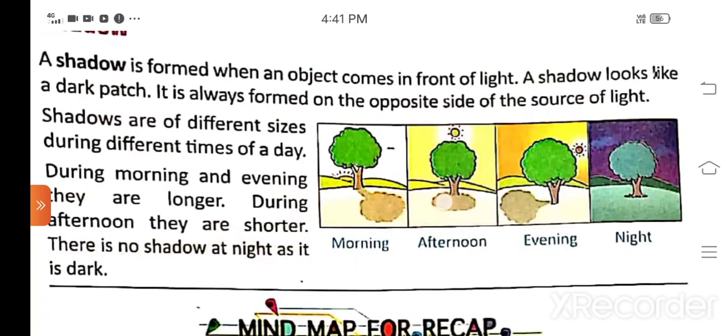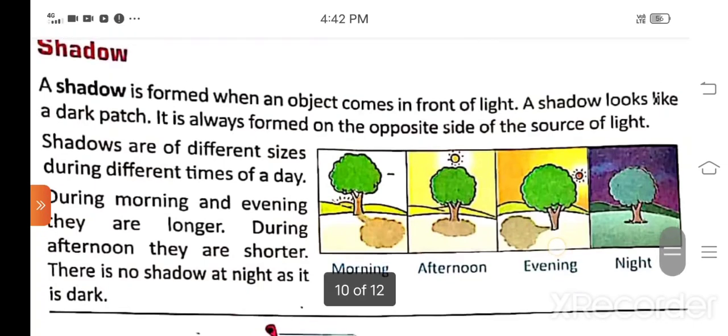At this time, the sun is straight over the head, and that is why at that time the shadow looks very short. There is no shadow at night as it is dark, and you know that when there is darkness we cannot see a shadow. We can see a shadow only after an object comes in front of the light.